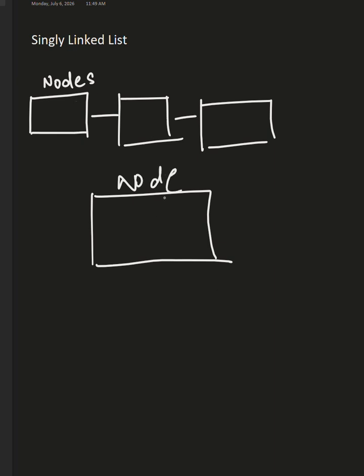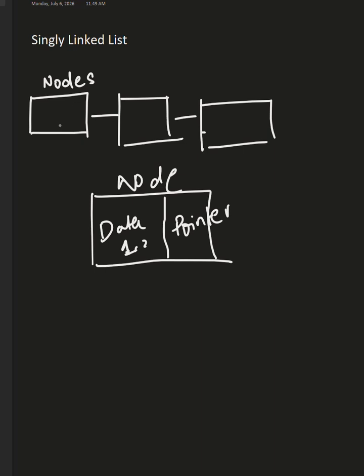Now this node has two parts, the data part and then the pointer part. The data is whatever we have to store in the linked list. For example, numbers, so 1, 2, 1. This will store 1, then the next will store 2, and so on. And pointer is the pointer that's pointing towards the next node.